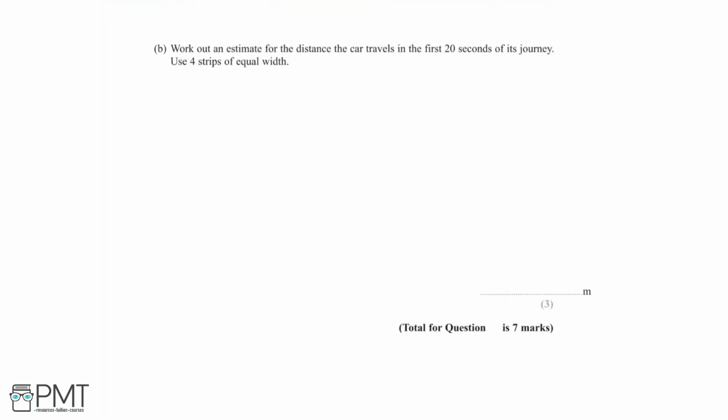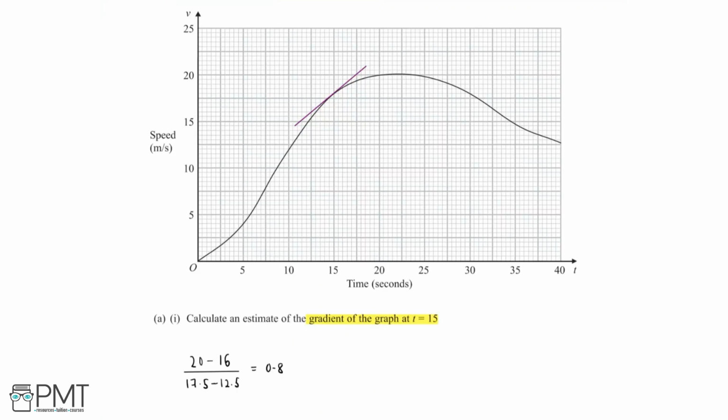Now in part B, we need to work out an estimate for the distance the car travels in the first 20 seconds of its journey, using 4 strips of equal width. Now the distance that the car travels can be found using the area under the graph. We want to find the distance in the first 20 seconds of its journey. To use 4 strips of equal width, each strip should have a width of 5.